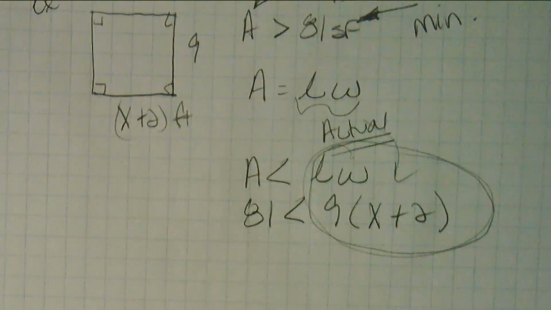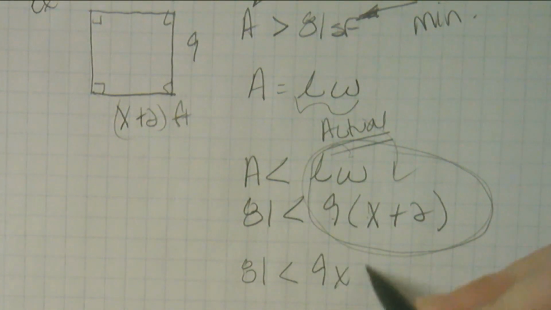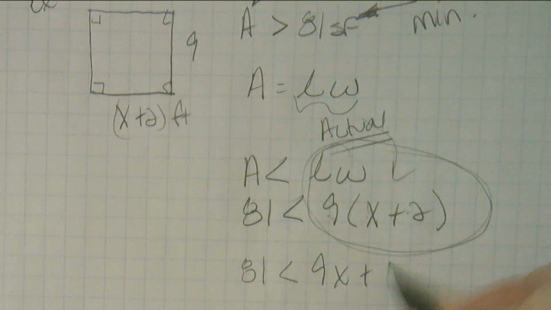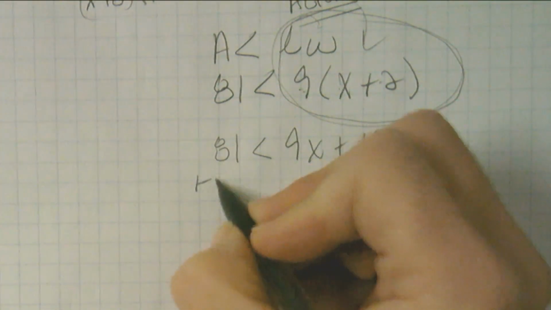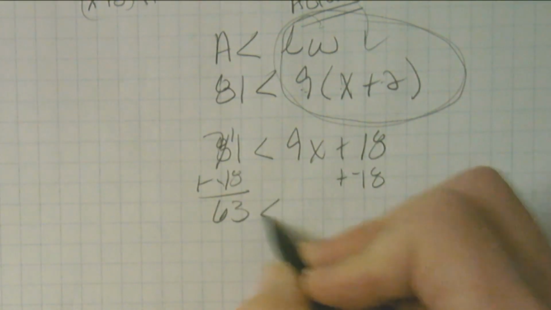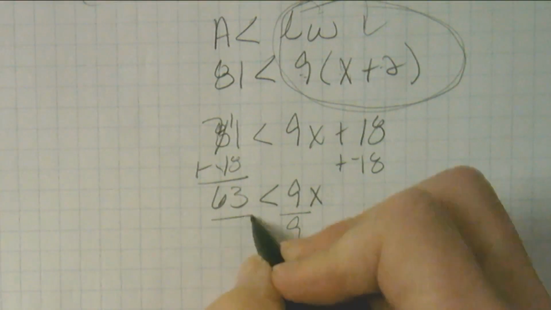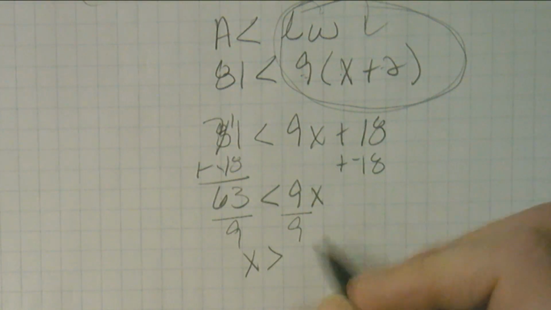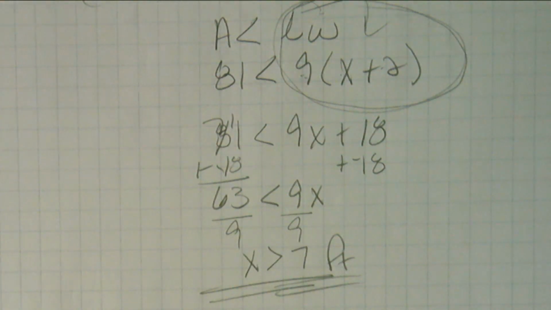What do I need to do to solve this now? Kaylee? Excellent. So I have 9 times x, which is 9x, plus 9 times 2, which is 18. Now what, Kaylee? All right, so that's a 7. So that's going to be 63. 63 is less than 9x. Now what, Kaylee? Excellent. So what is x? X is greater than 7 feet. You guys cool with that? Okay, you guys can go.